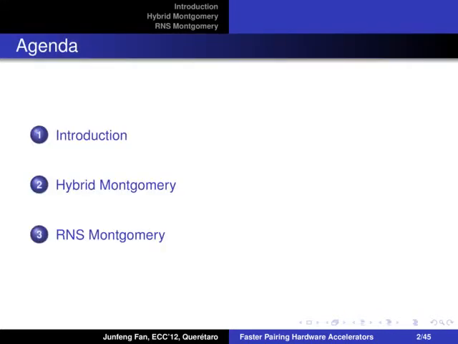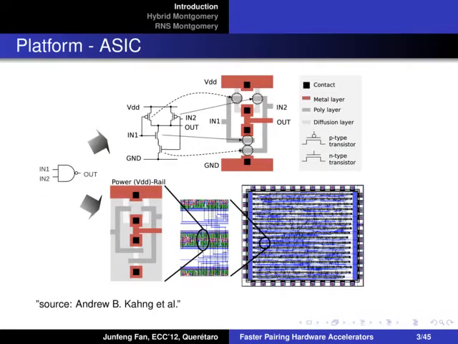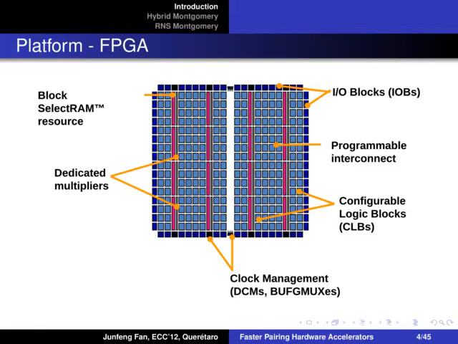Okay, so that's the agenda. For hardware implementations, you can choose different platforms. You can use ASIC, which means you build your circuit using gates, gate by gate. For example, this is the layout of a circuit where you have all the pins around it, and you have all the cells in the middle. Or you can use a predefined fabricated circuit.